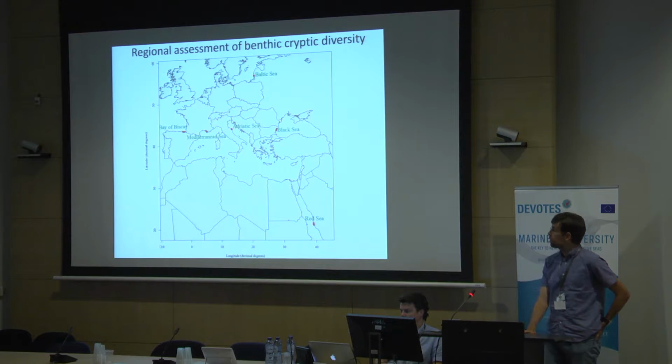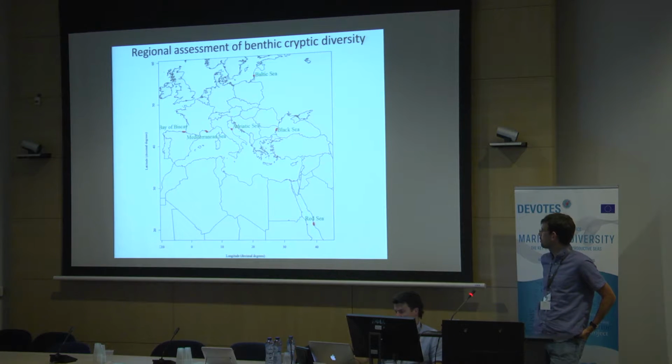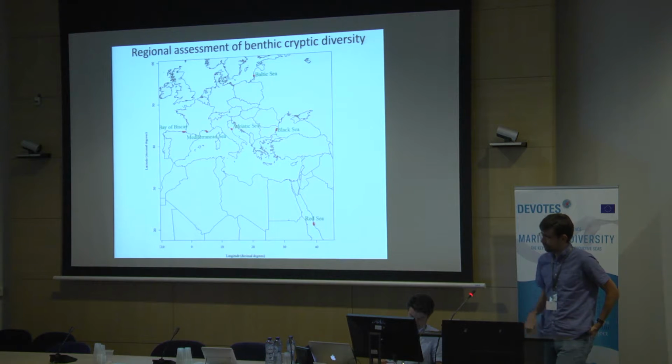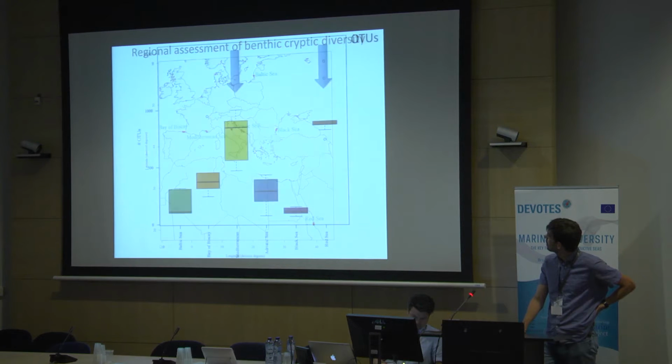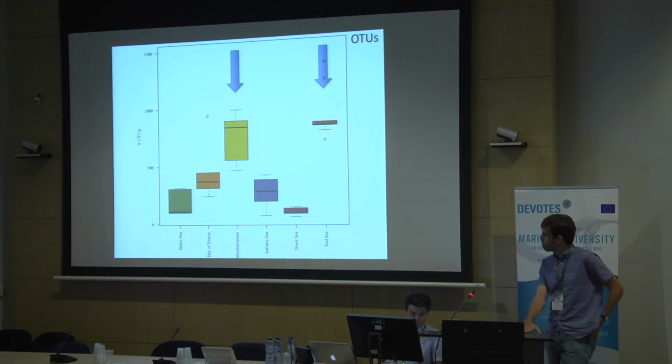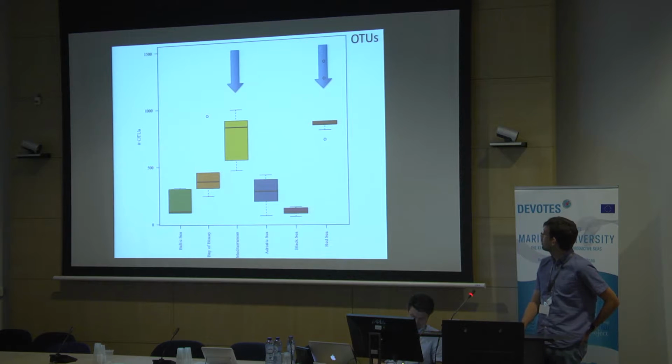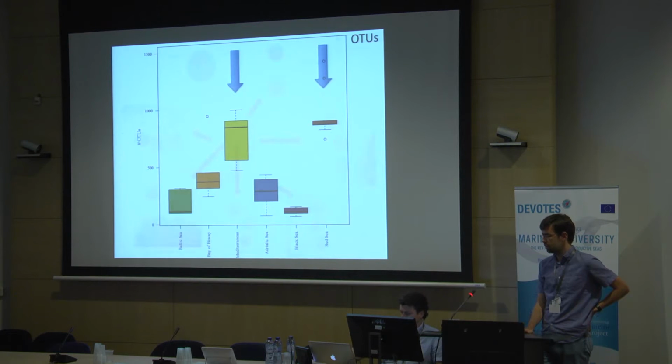Then we've moved on to looking at using ARMS throughout the whole of the European seas. So you've got 5 different European seas and the Red Sea to assess the benthic cryptic diversity. So preliminary analysis, just looking at the observed OTUs, your operational taxonomic units, you get high diversity in the Mediterranean and the Red Sea, but the Black Sea is significantly lower in diversity. But this is just looking at the number of OTUs present.